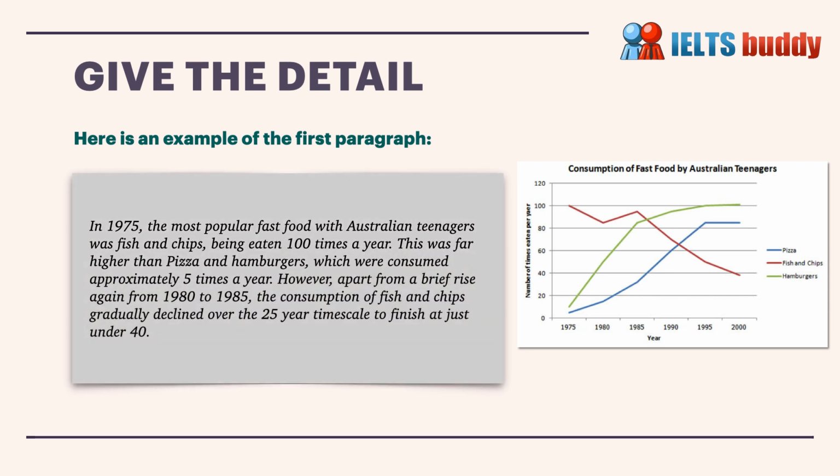In 1975, the most popular fast food was fish and chips, and it explains how much this was eaten, and it was far higher than pizza and hamburgers, which were consumed 5 times a year. However, apart from a brief rise from 1980 to 85, the consumption of fish and chips gradually declined over the 25-year time frame to finish at just under 40.